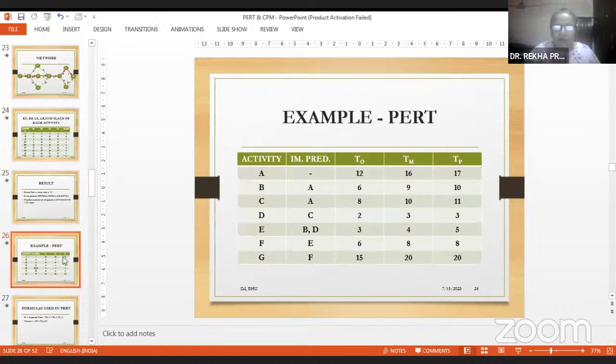This is the problem on PERT. This is the example given to you. You have activities from A to G, the immediate predecessor is given, and 3 timings of each activity are also given to you. First is 12, 16. Actually, this will be the lowest and this will be the highest. Then you use this formula.